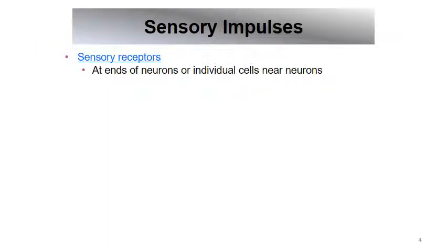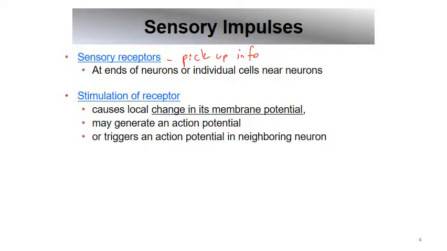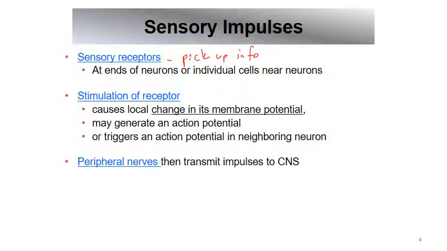Okay, so again, the sensory receptors, these are the ends of the neurons, so you can think of the nerve endings, but really these are the parts that pick up information. Stimulation of the receptors, so what's happening is an electrical signal forms in the nerve cell, and that activates the nerve cell. And remember, the electrical signal, the other word for that was action potential. And it can also produce an action potential in the surrounding neurons. Then the peripheral nerves take that information to the central nervous system.